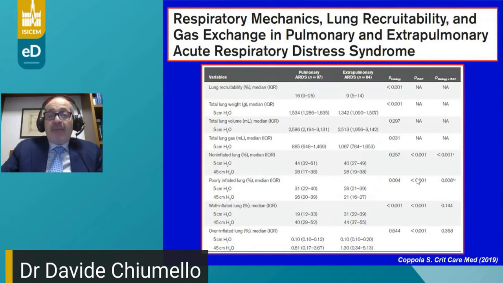And a different behavior can be present in pulmonary and extrapulmonary ARDS. Pulmonary ARDS are usually defined as patients with pneumonia. Extrapulmonary ARDS are patients with sepsis or trauma. And by analyzing the lung recruitability at CT scan, patients with pulmonary ARDS were associated with a significantly high amount of lung recruitability and a significantly high amount of not inflated lung tissue.